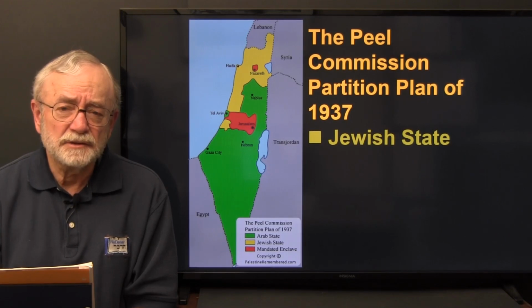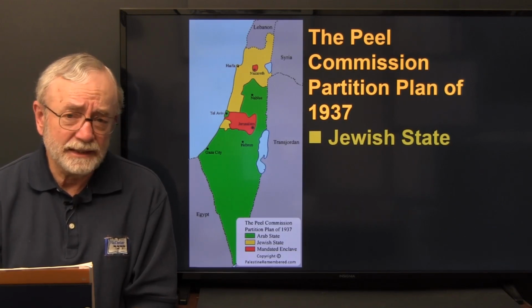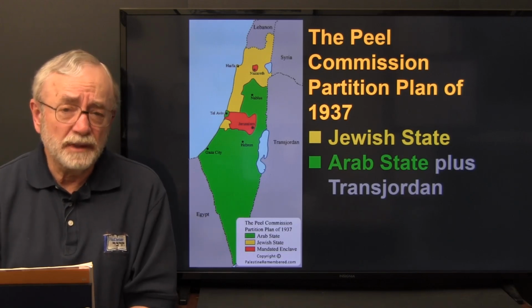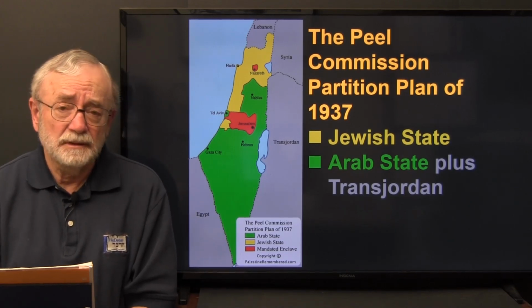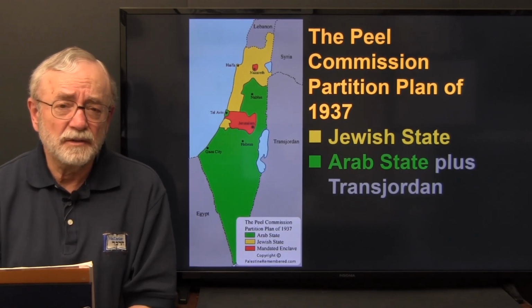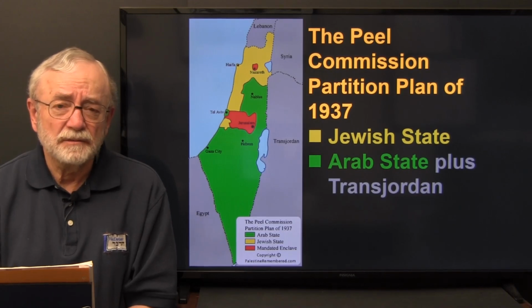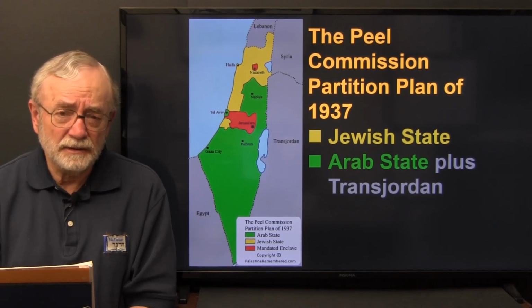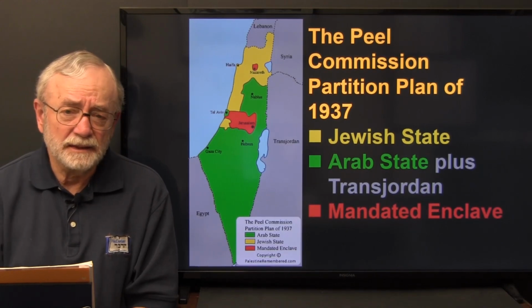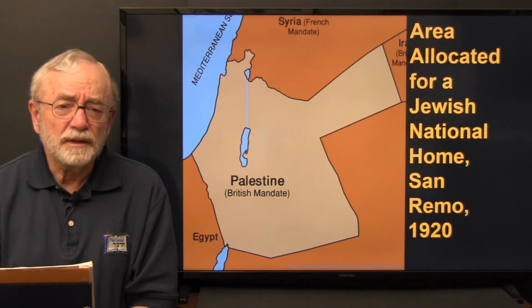The yellow area is the Jewish state in the coastal plain and the Galilee. The green area is the Arab state plus Transjordan. So most of the Arab state isn't even seen on this map. But anyway, the area called Palestine, now in green, is to be set aside as an Arab state, and then the red area is a mandated enclave. So what are we seeing here?